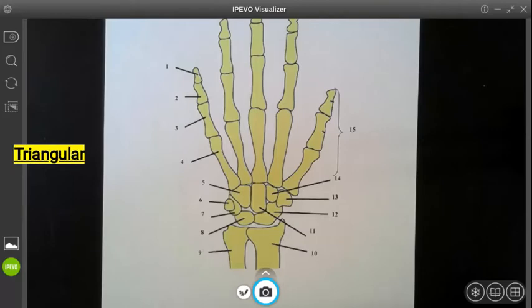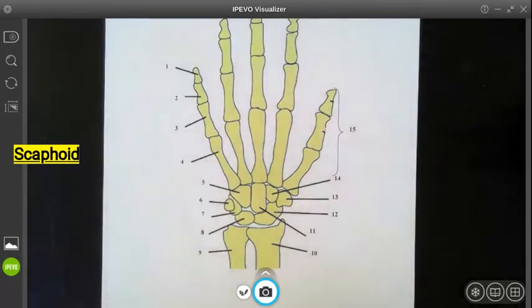7 is the triangular. 8 is called lunate. Number 9 and number 10 are actually pointing at the bones themselves. 9 represents the ulna, which lines up with the pinky, and 10 represents the radius, which lines up with the thumb. Number 11 is the capitate.